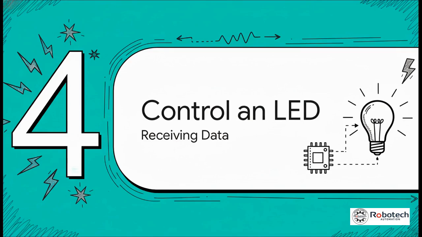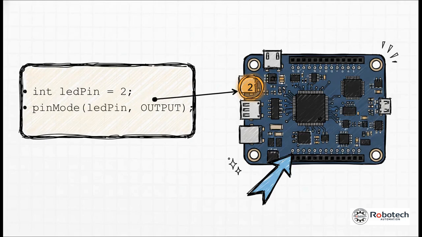Let's talk to it and make it do something in the real world. Time to control that LED. Just a couple of quick setup lines first. We need to create a variable to hold the pin number for the built-in LED, which on most boards is pin 2. Then, in setup, we use pinMode to say, hey, this pin is an output. We're going to be sending power out of it.